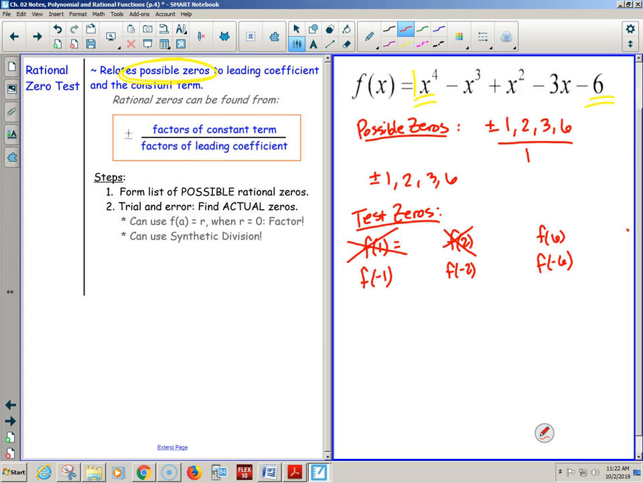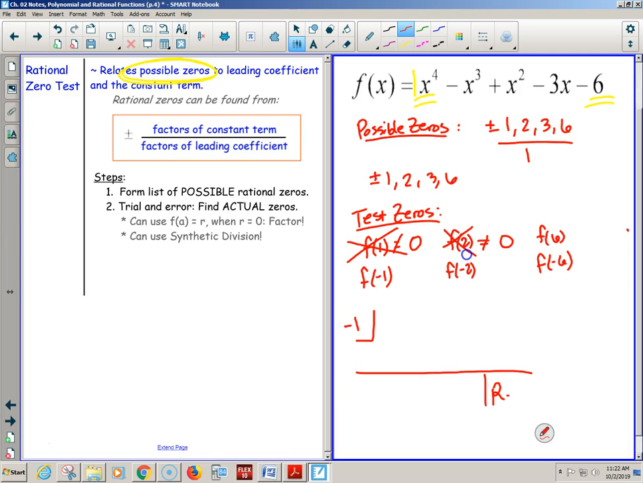I'm not sure any of those positives are going to work. I think eventually we're going to have to go to negatives. What I'm seeing by plugging in is not 0. But just for the sake of argument, let's throw one of these guys in a box, because you could have been doing synthetic. What would happen on both of those is the remainder would not have been 0. So forget them. They're not helpful.